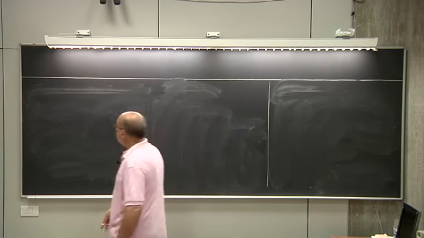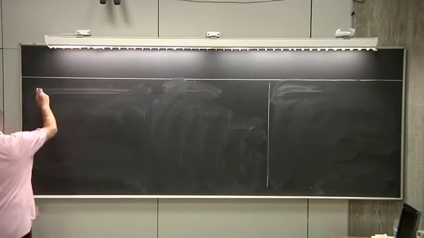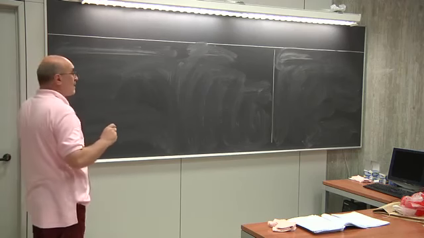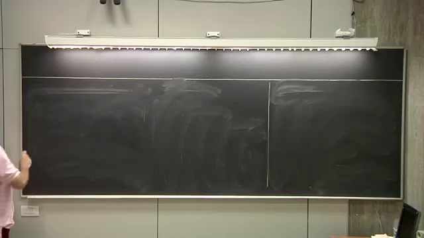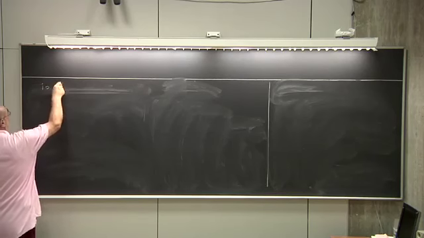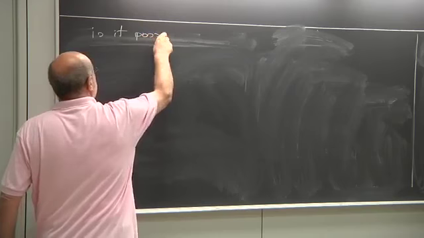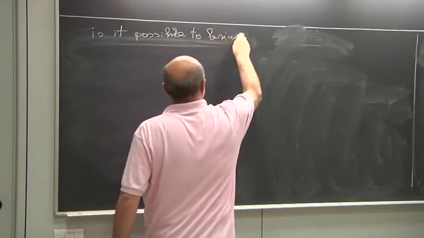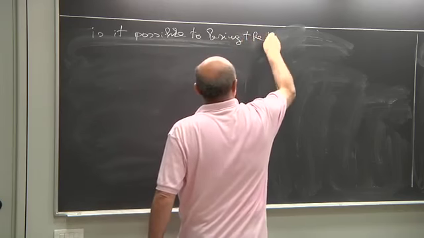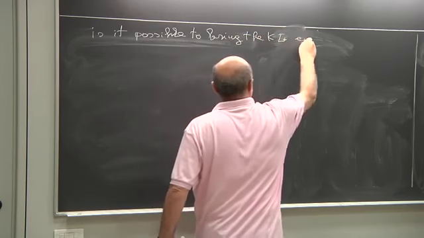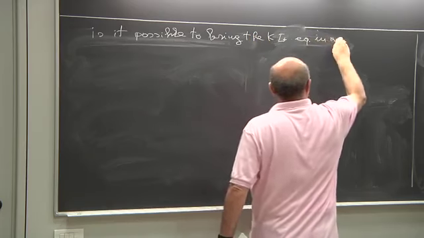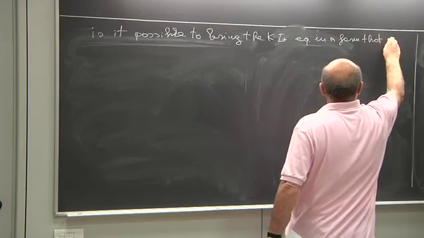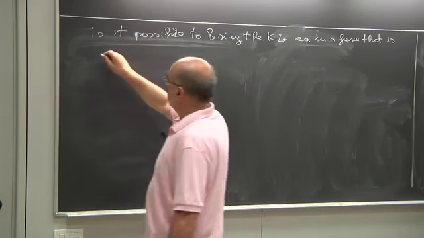Okay, now, the question we will ask is, and this is very important because somehow the book does not underline it enough: is it possible to bring the Klein-Gordon equation into a form that is first order in the derivative?